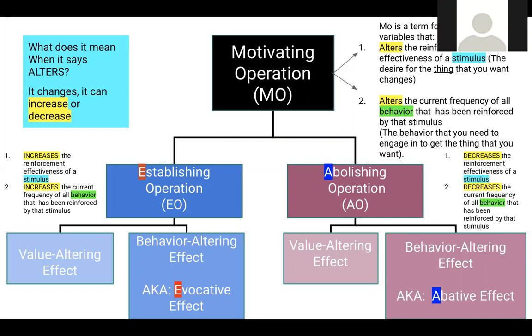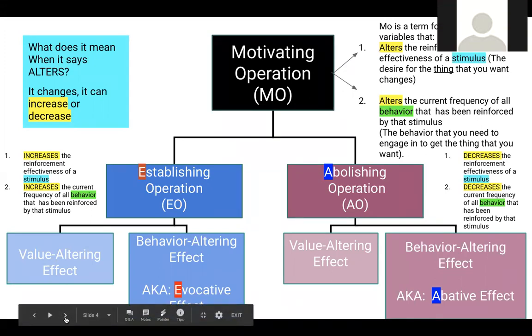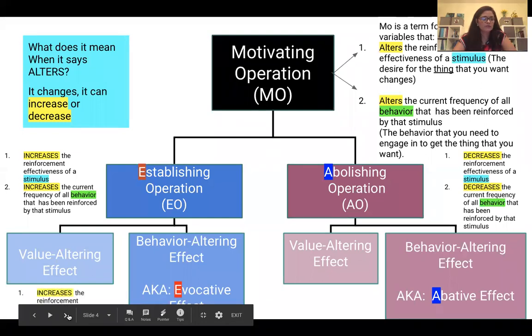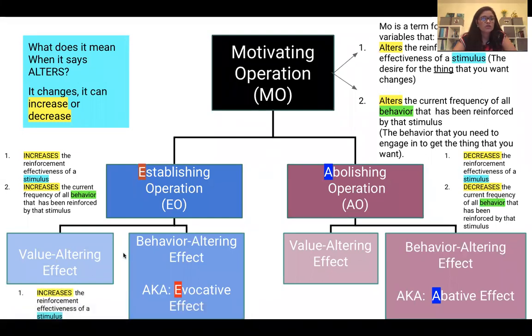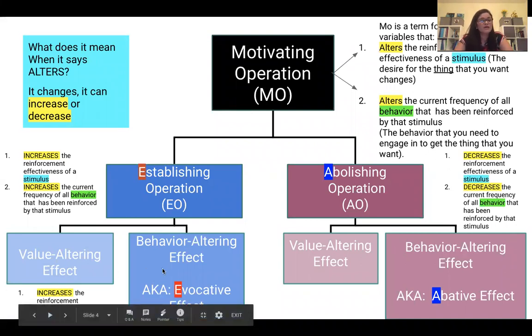We're talking about value altering effect. Number one, increases the reinforcement effectiveness of a stimulus. That's Kelly, right? Yes. Thank you, Kelly, you are correct. Okay, perfect. So now can you see how they're all together, but they're different parts? You can break down the definition and see how it goes with different parts. I don't know if I'm clear with that, but okay, so the next one is behavior altering effect.